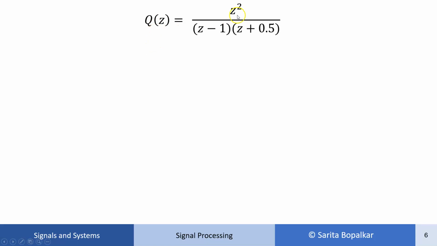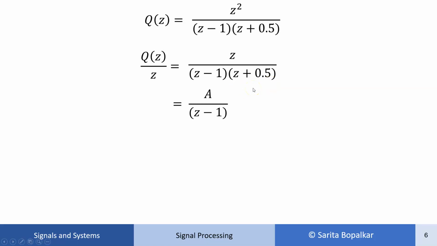So one z we will take to the LHS, and Q(z) upon z is equal to z upon (z minus 1)(z plus 0.5). Now here you can apply the partial fraction method, that is A upon (z minus 1) plus B upon (z plus 0.5). So A, how will we calculate A?